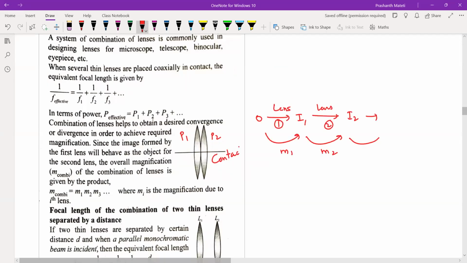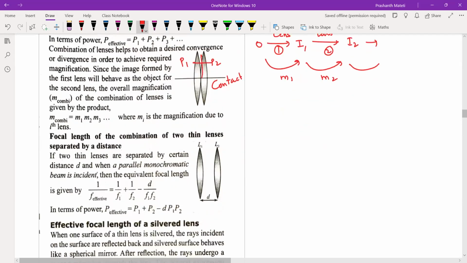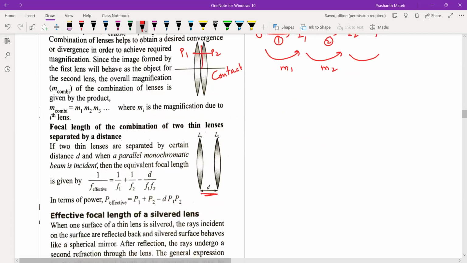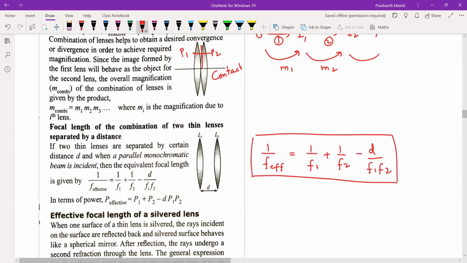When the lenses are in contact, directly add the powers P1 plus P2 plus P3 and so on. But if the lenses are not in contact, if they are separated by some distance, we are not deriving this formula. You just have to remember it. 1 by F effective is equal to 1 by F1 plus 1 by F2 minus D by F1 F2. If you want, we can derive it, but it will take some time and is not necessary.